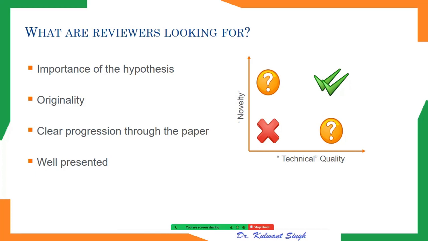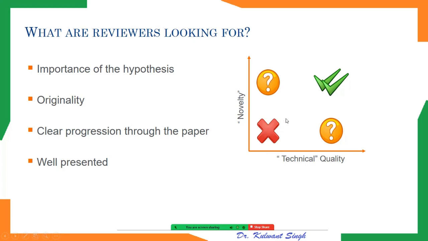From this graph, or you can say presentation, it is very clear there are two parameters. One is novelty, and the second one is technical quality. In any paper, if the novelty is poor and the technical quality is poor, then the paper will be rejected.